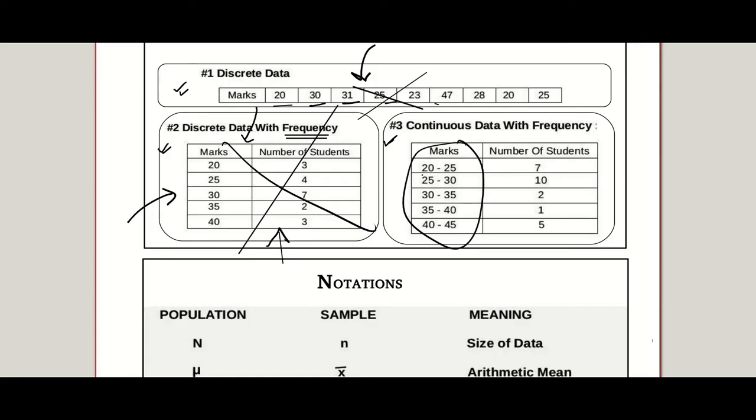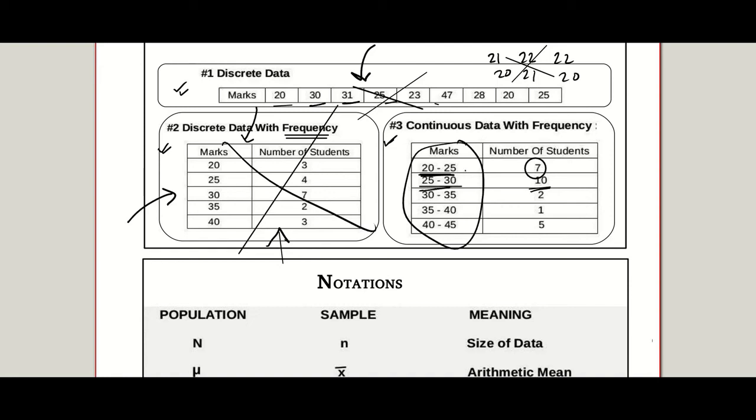So look at this. Basically, I'll tell you the problem with this sort of data. This is called continuous data. All we know is 7 students got marks between 20 and 25. Now come on, the marks might be 21, 22, 20, like that. It can be any mark, but we do not know their marks. We just have the information. 10 students have marks between 25 and 30.